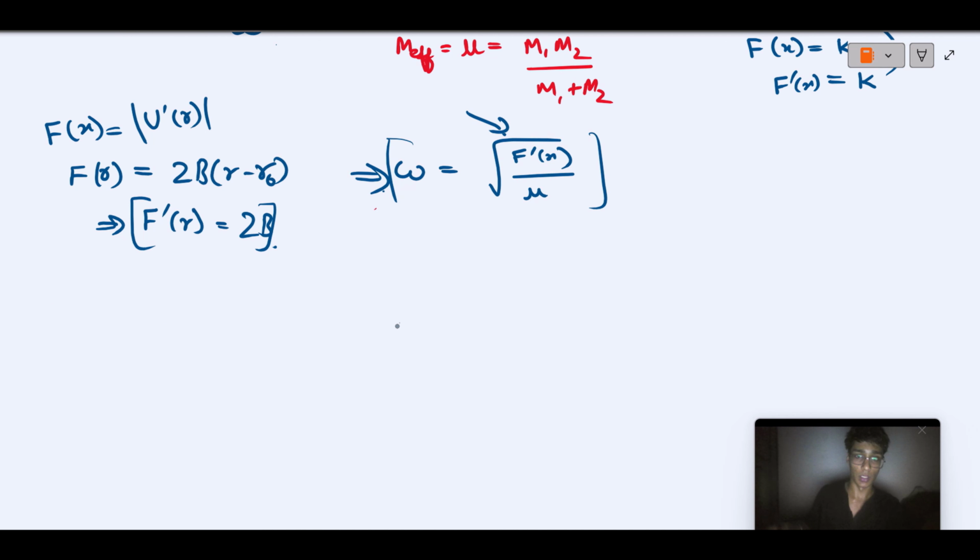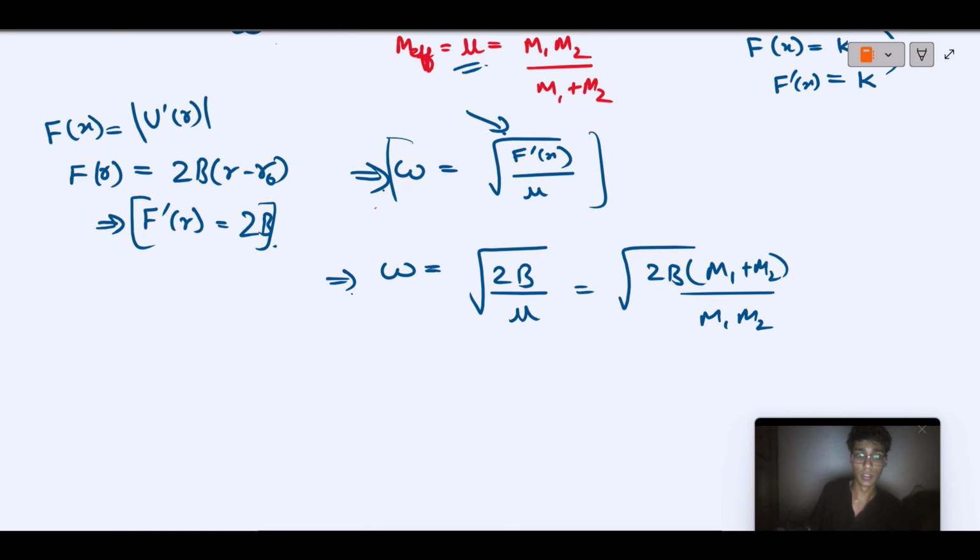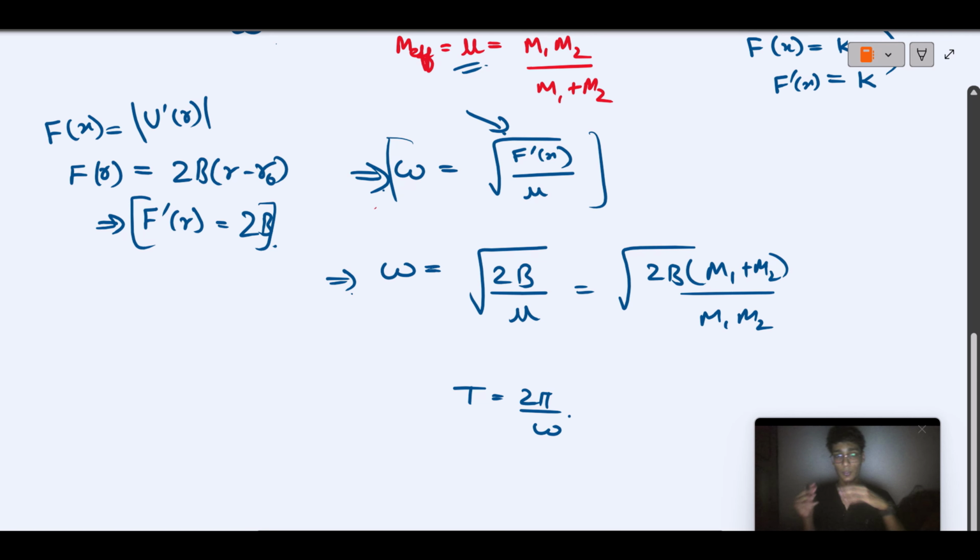Now, we'll be plugging in this value and the value for the reduced mass. So omega comes out to be the root of 2b divided by the reduced mass, and the answer will be the root of 2b times (m1 plus m2) over m1 m2. This will be the value for omega, and hence the time period can be evaluated further.